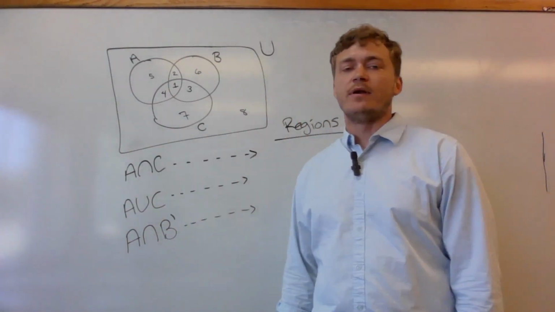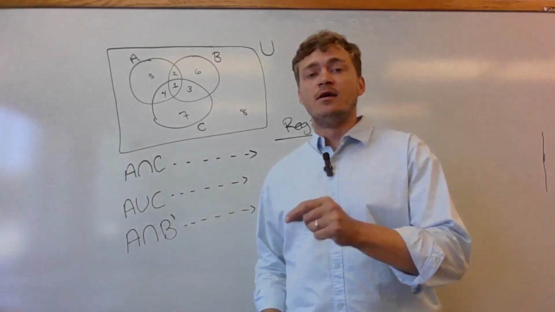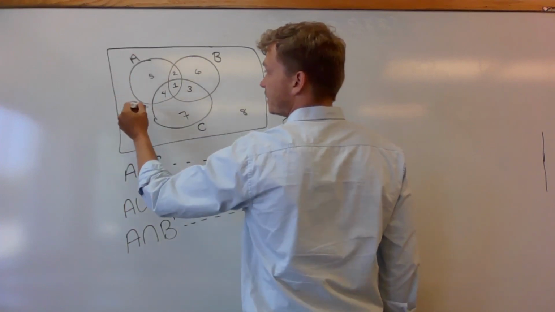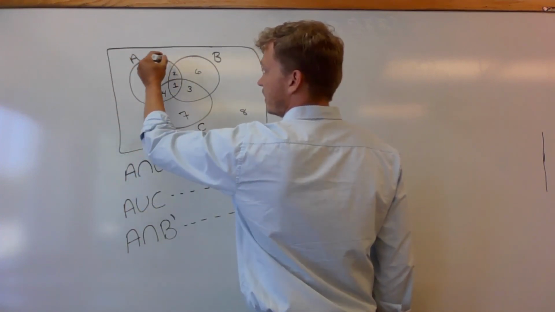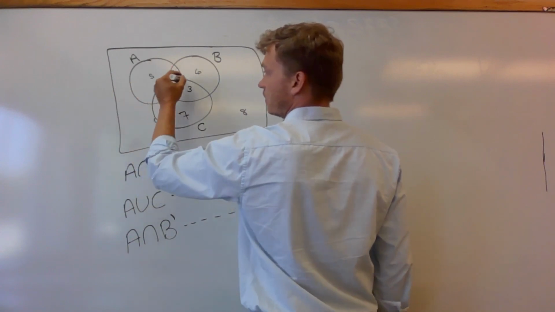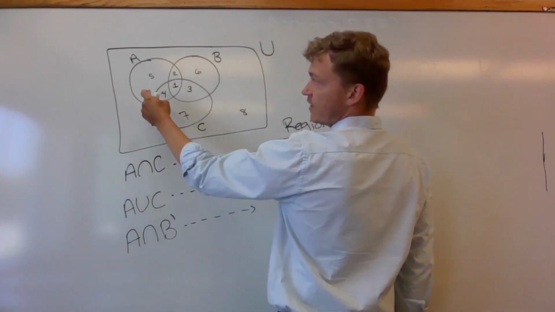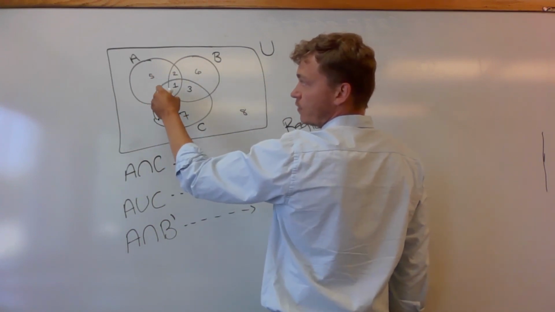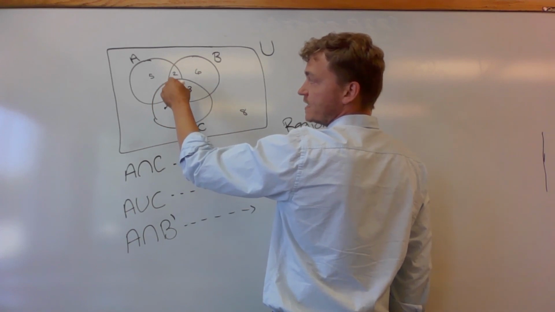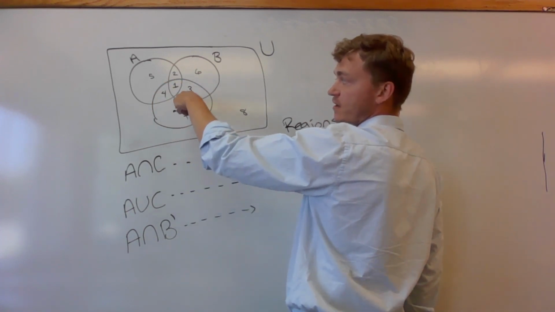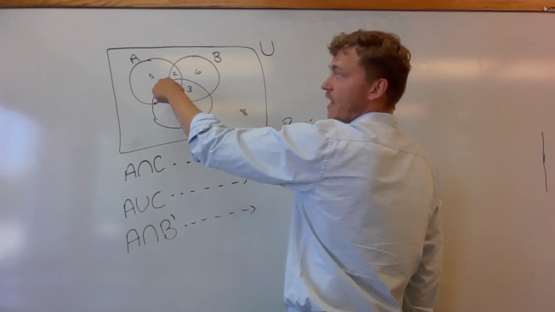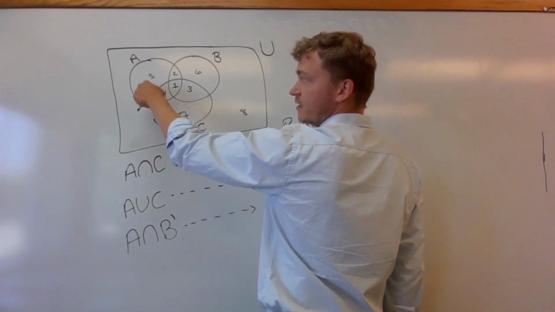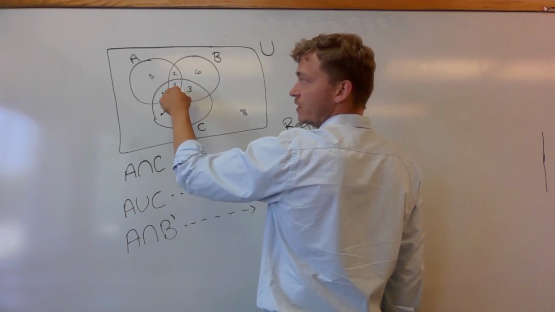So A intersects C, right? Those elements that are in A and C, but not in B. A will intersect C right here. So you see there that for A and C, the regions that they share are 4 and 1, right? We can see that the number 3 is over here. C contains region 3, but A does not contain region 3. C contains region 4, and so does A. C contains region 1, and so does A.